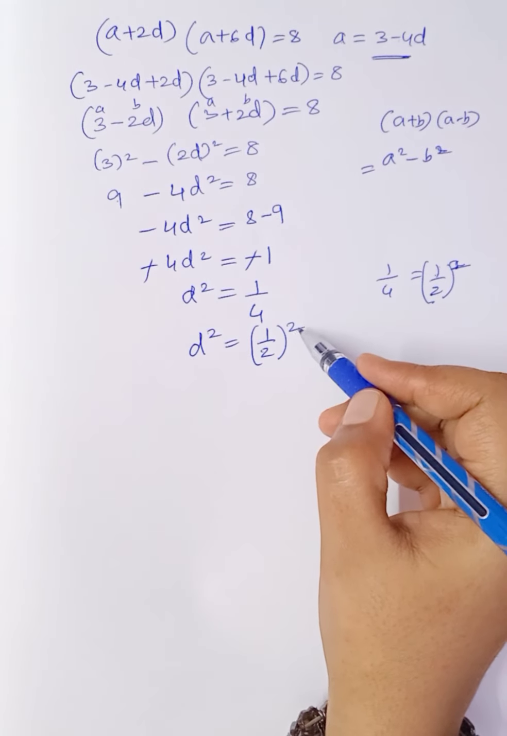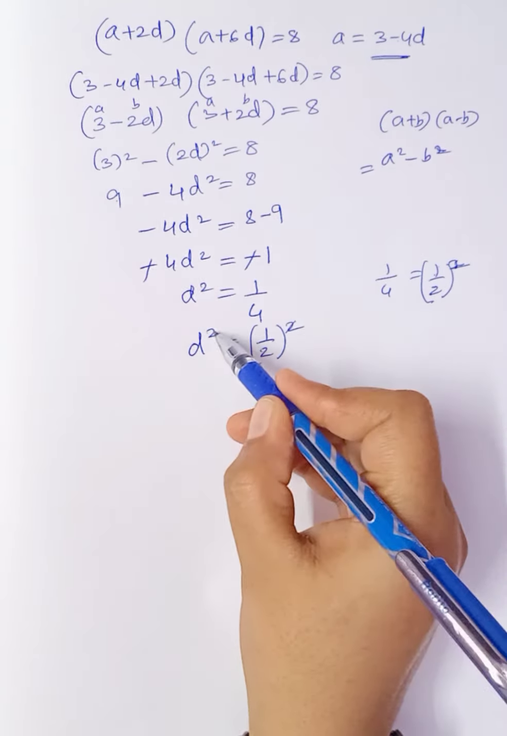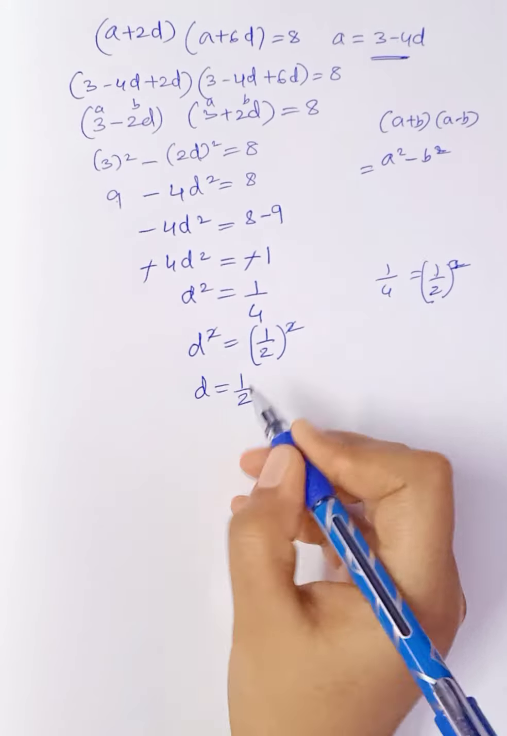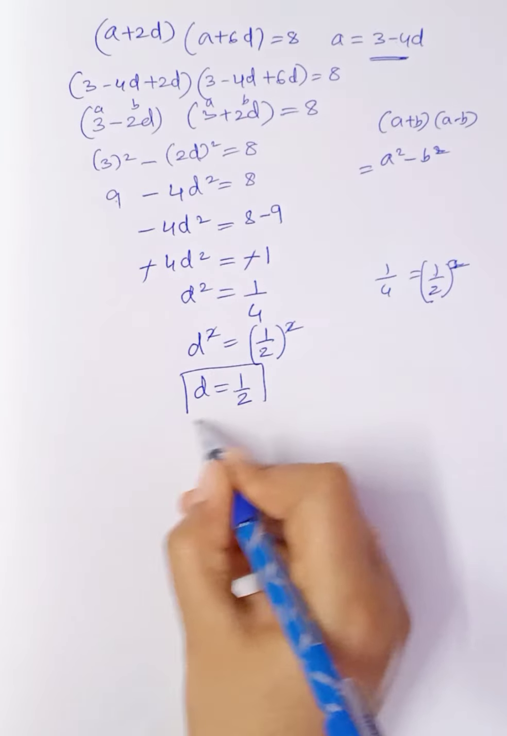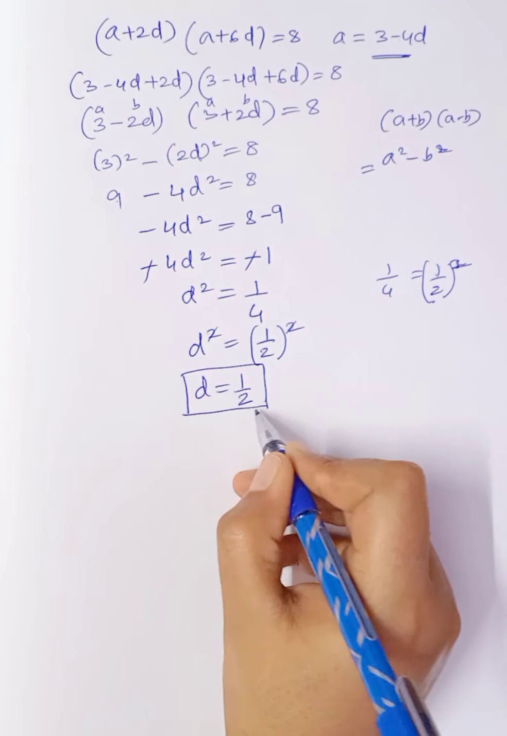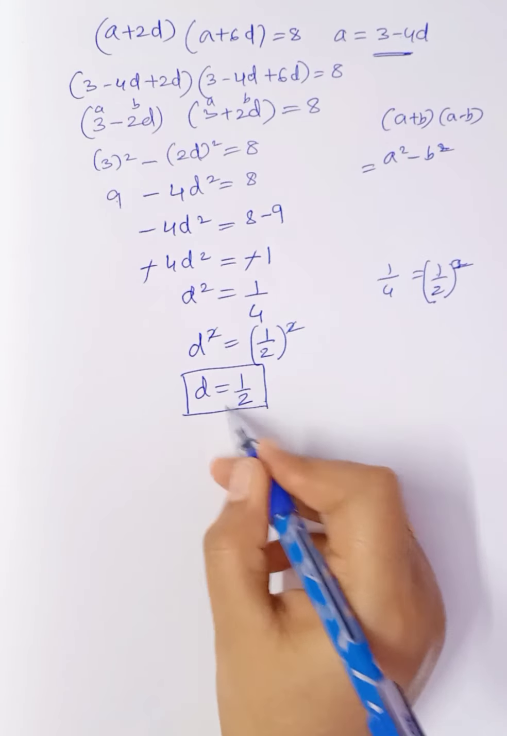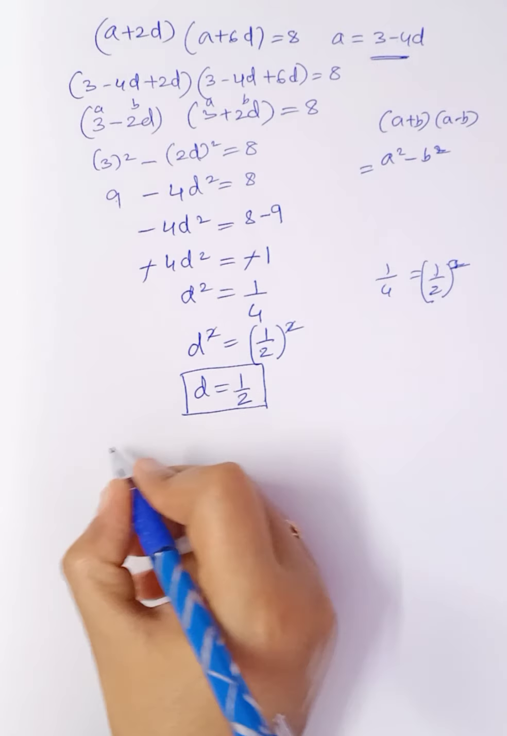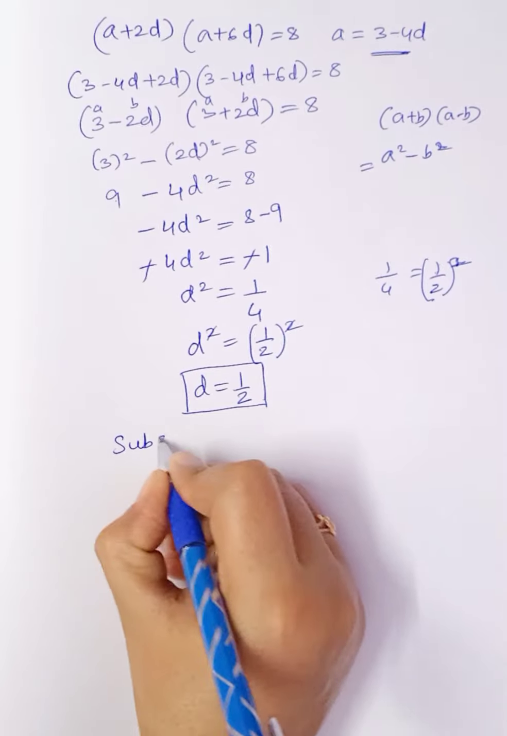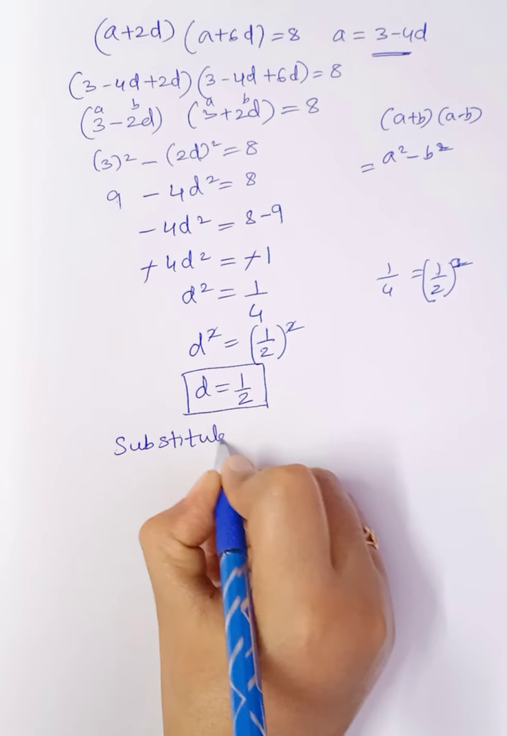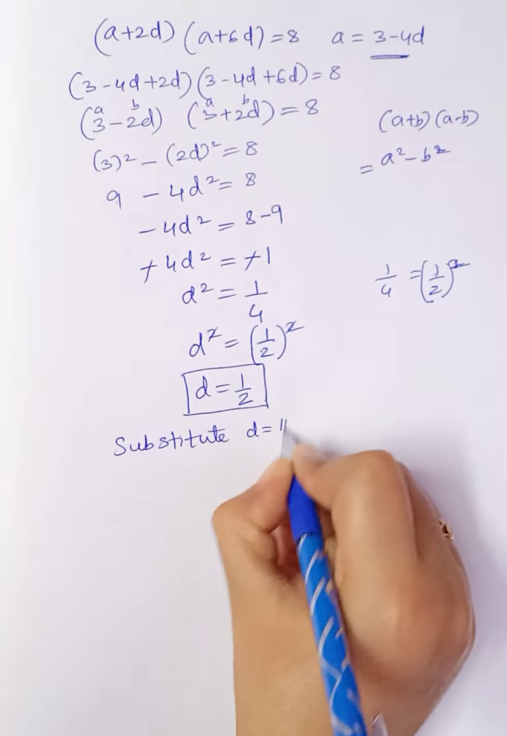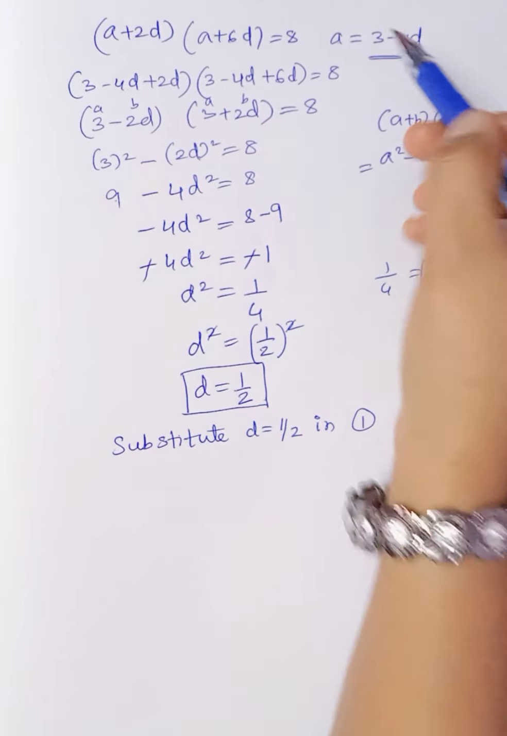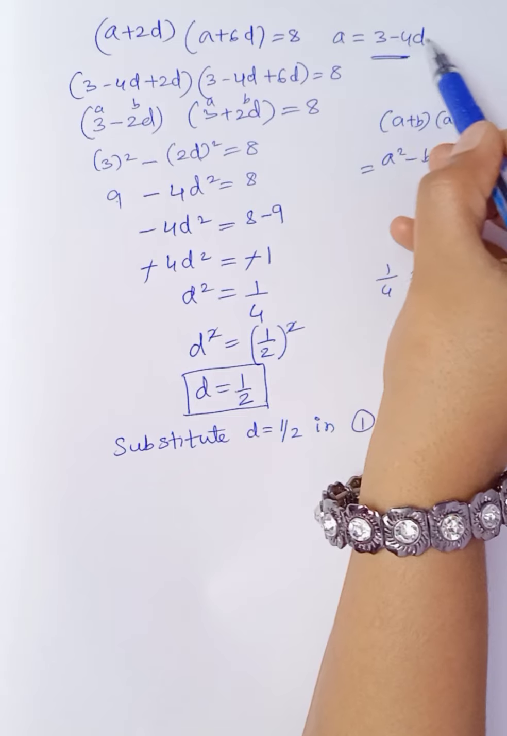Why am I doing this? Because I am going to cancel both squares. So what is the value of d? d is 1 by 2. I have got the common difference value as 1 by 2. Now what I am going to do is substitute this in equation 1. Substitute d equals 1 by 2 in equation number 1, and equation number 1 is nothing but a equals 3 minus 4d.